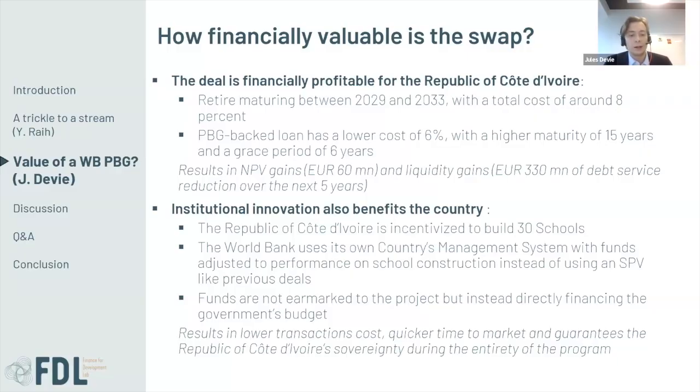And this is where we think it's a very interesting transaction. The incentive comes from the fact that it's the World Bank that is the guarantor, for the first time in a swap, and the incentives come from the World Bank program, where funds are more or less disbursed depending on the performance on the construction of schools. But the choice always remains in the hands of the Republic, which is important to note. Next slide, please.